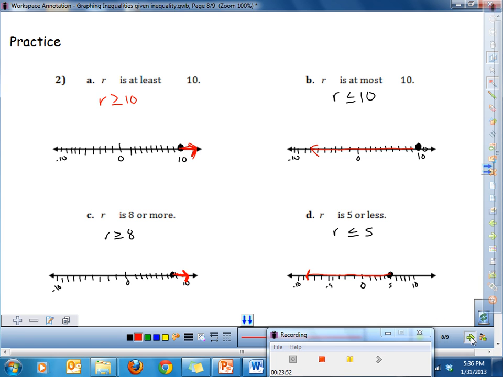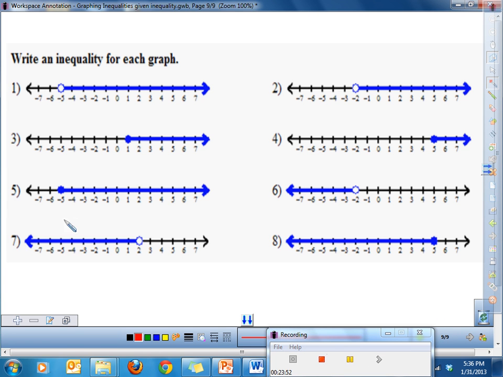Alright, the last thing we're going to learn in this video is how to write an inequality from a graph. So in your notes, you're going to skip a couple questions, and then we're going to answer how to write an inequality from a graph.